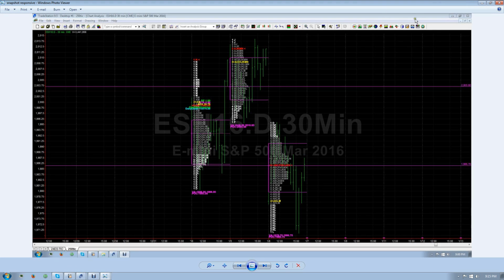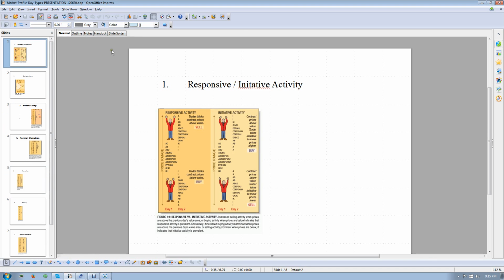And let's go ahead and learn about initiative activity. And initiative activity is different. If you can note here, your A period, here's your prior day, and the A period opens up a little bit in range, and traders move the value of the market higher.